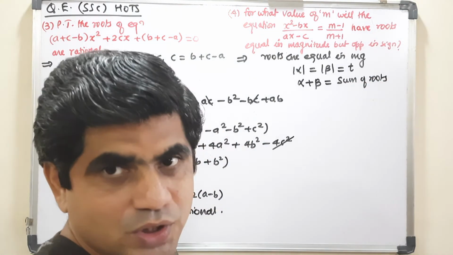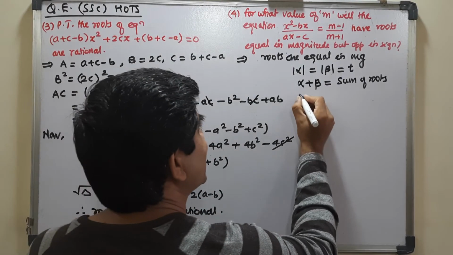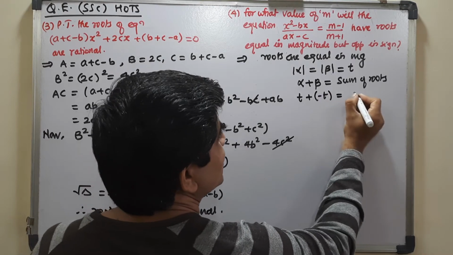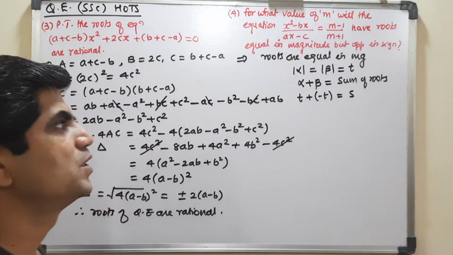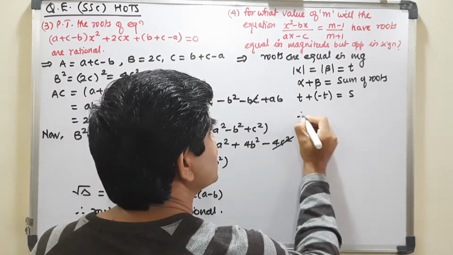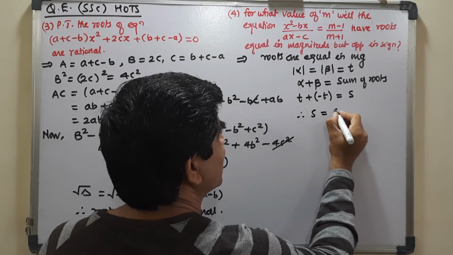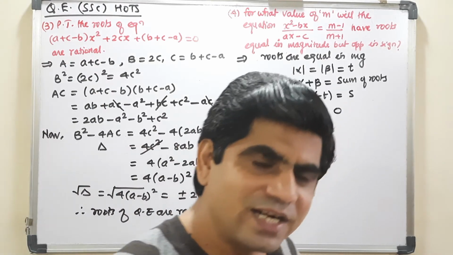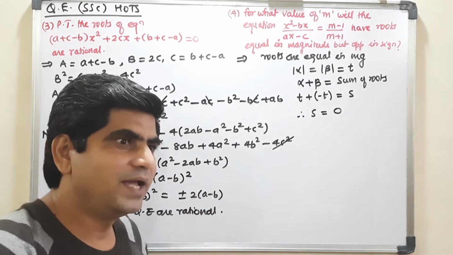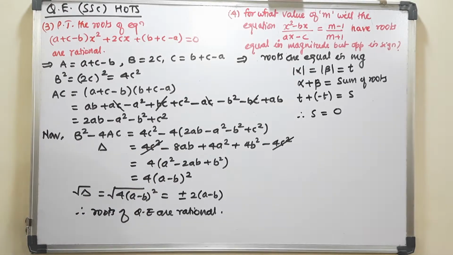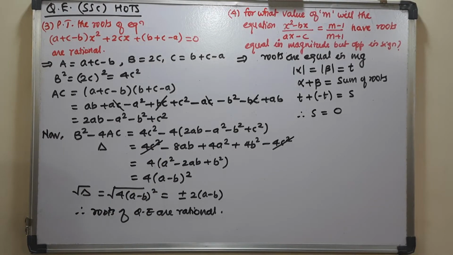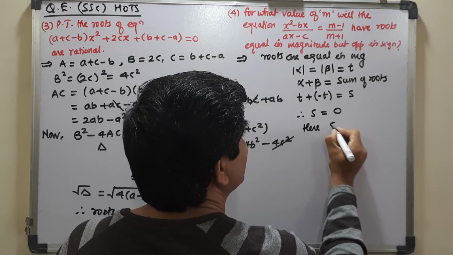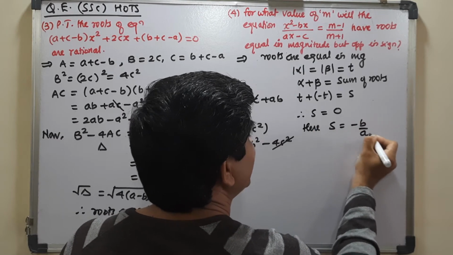Agreed? So if alpha is taken as t, then beta obviously will be minus t. That will be your sum of roots. So your sum of roots will become 0. And sum of roots by general equation is minus b by a. So here your sum of roots is minus b by a.